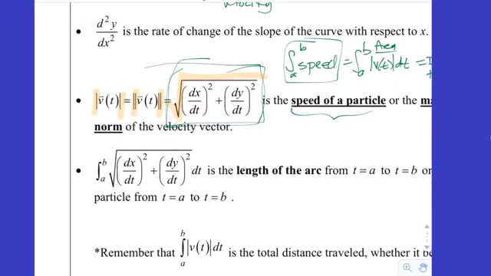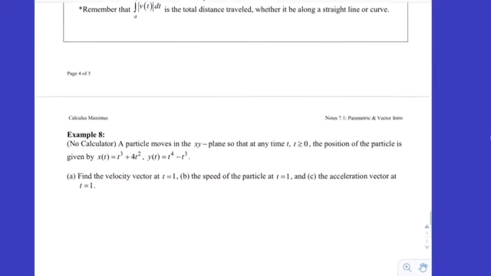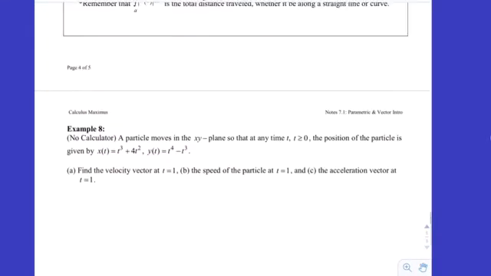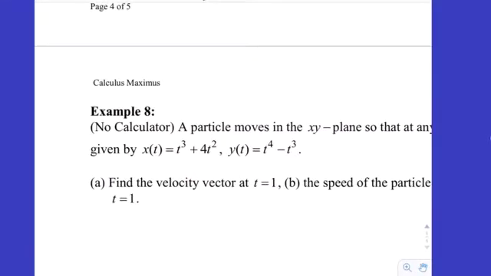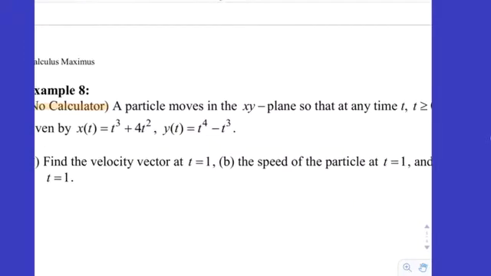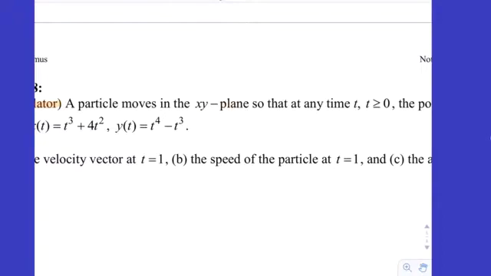All right. Good stuff. The chart is nice to read, but it kind of makes more sense once we start using it. So let's go ahead and do that. Example 8. We're on page 4 or 5. We'll probably finish tomorrow. Hey, look, no calculator. Our calculators are like Gorell today, still on spring break. We're not using them. A particle moves in the xy plane.